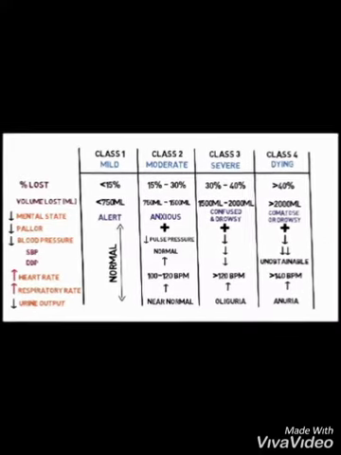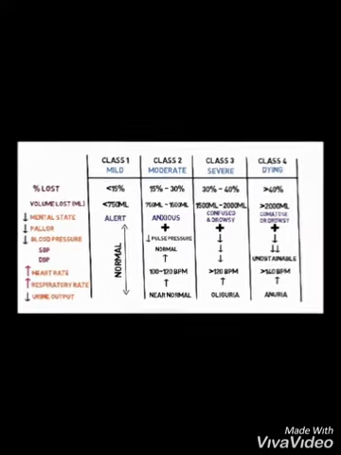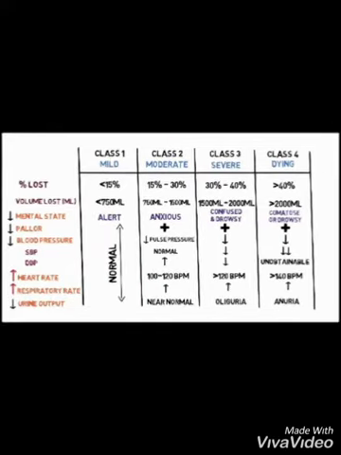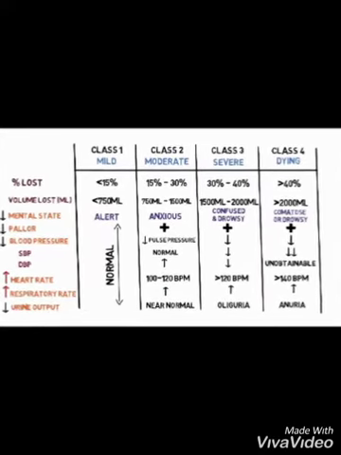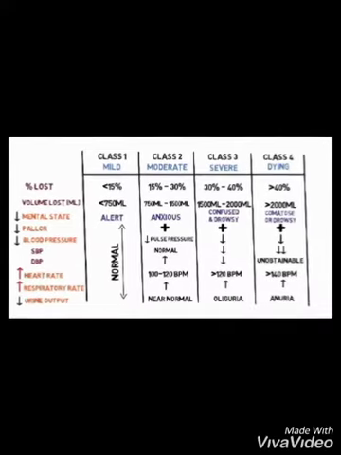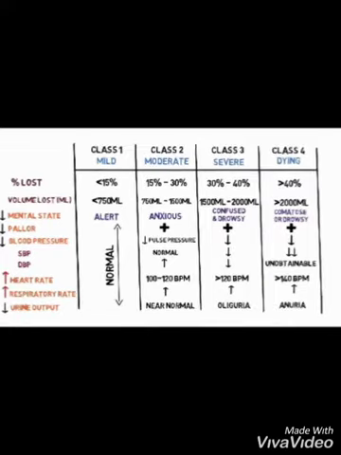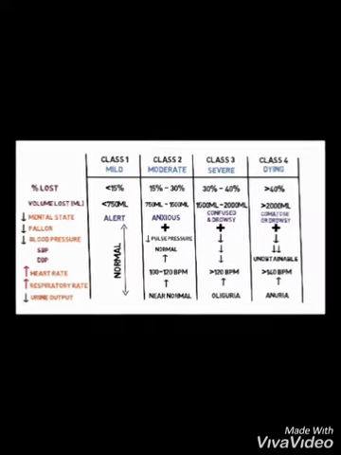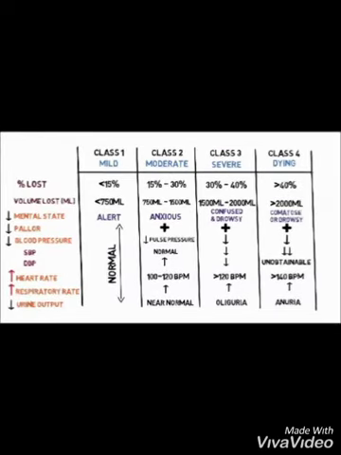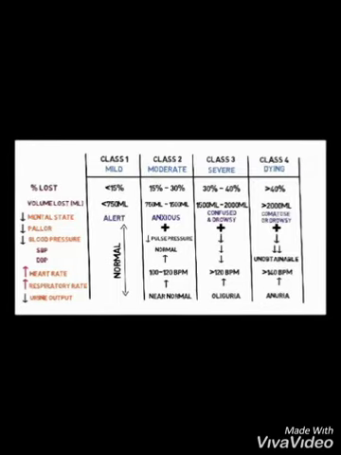And for the blood pressure, it will be reduced for Class 2, Class 3, and Class 4. This is due to the reduced cardiac output. The systolic blood pressure for Class 2 will be normal, Class 3 will be low, and Class 4 will be very low. For the diastolic blood pressure, Class 2 will be high, Class 3 will be low, and Class 4 will be unobtainable.